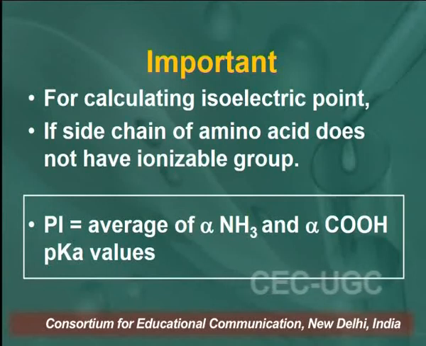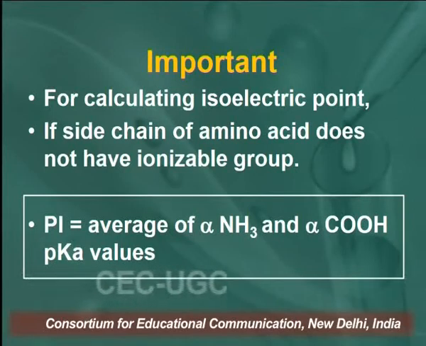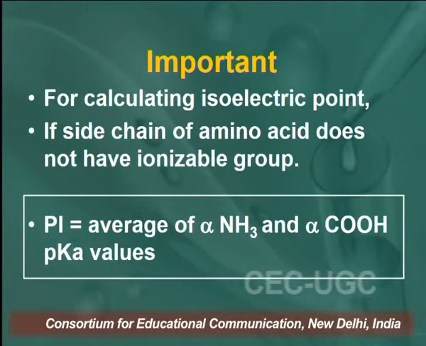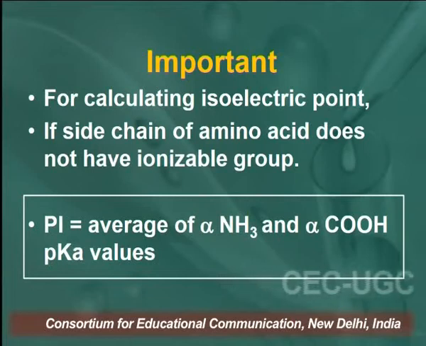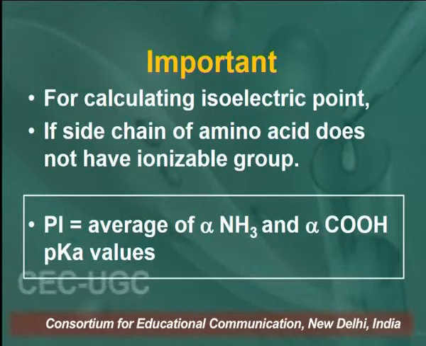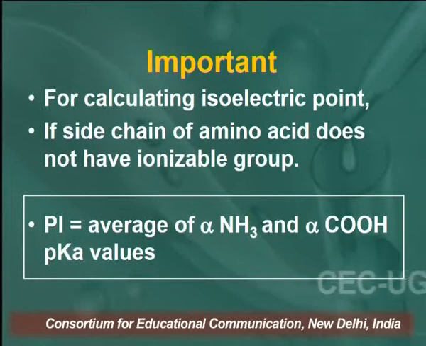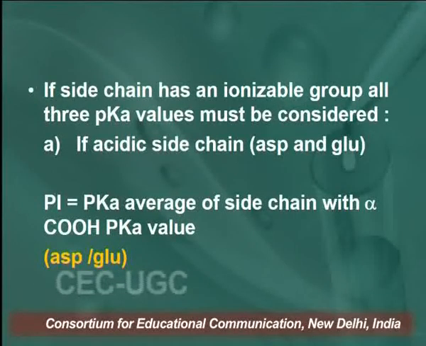Now for calculating the isoelectric point, it's very important, always remember: if the side chain of an amino acid does not have any ionizable group, in that case the isoelectric point will be the average of the alpha amino and the alpha COOH group values. So we have to add only the average of the alpha amino and the carboxylic group values of these two forms.